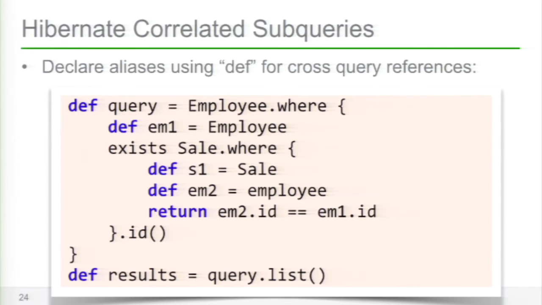And then you can also do subqueries that use aliases. So in this case, I'm defining an alias to the current employee, and here defining an alias to the sale, and then I'm able to compare the outer versus the inner query inside my correlated subquery.